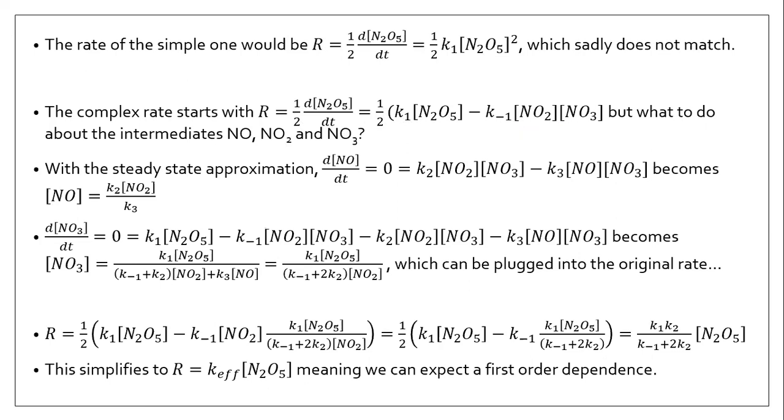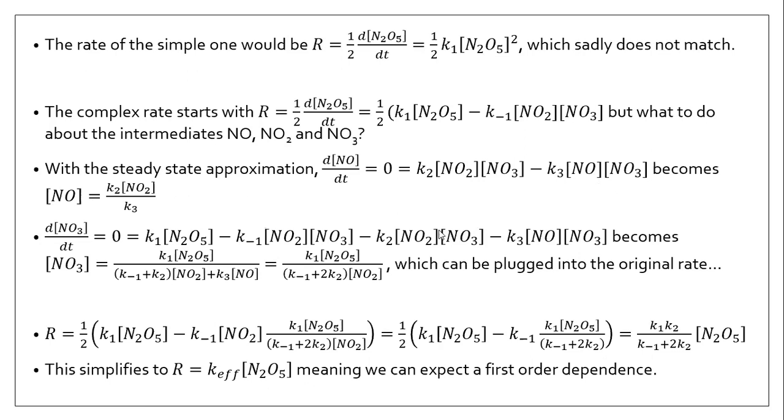What do we know about those? Well, we can use a steady state approximation on d[NO]/dt, saying that the change in NO is equal to 0. So set that equal to k2[NO2][NO3], which is how NO is formed, minus k3[NO][NO3], where it is lost. Getting k3[NO][NO3] to the other side and dividing by k3[NO3], you cancel out the NO3s, and you're left with the concentration of NO equal to the ratio of two rate constants times [NO2].